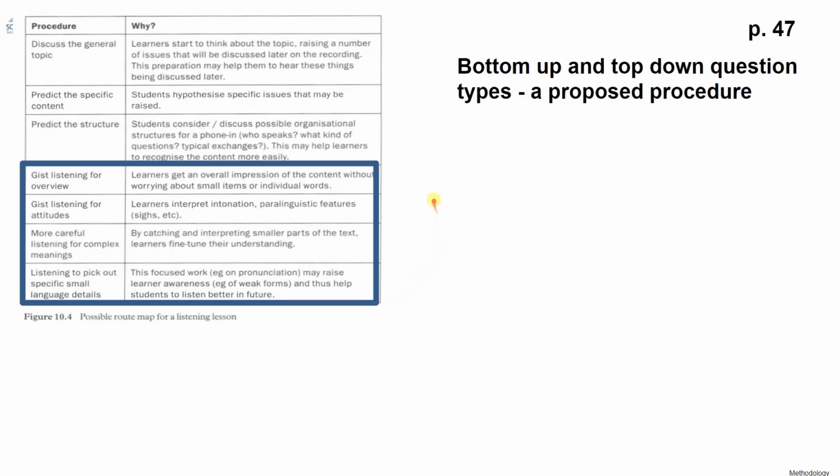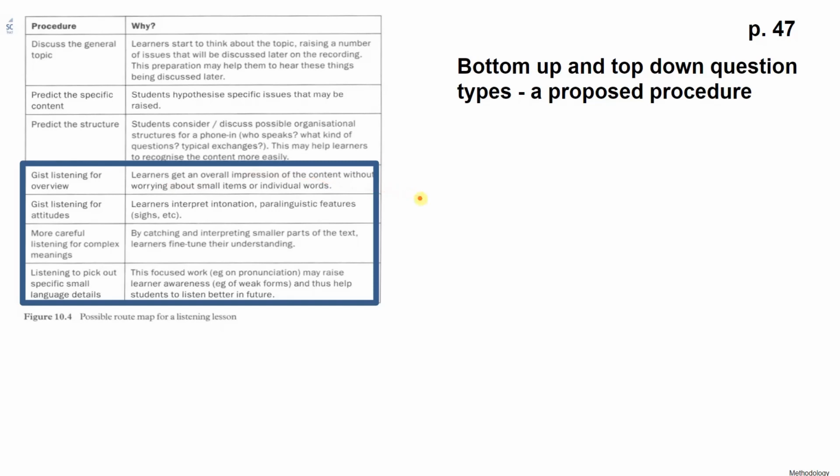We have a bottom-up and top-down question type proposed procedure here on page 47 from Scrivener, a possible route map. Scrivener talks about how we can give students different kinds of listening tasks, how we could maybe have them do a gist listening for overview, so just a general quick listen, generally what's happening, without focusing on details, and you want to remind them just to get the main idea, so give them the question first.